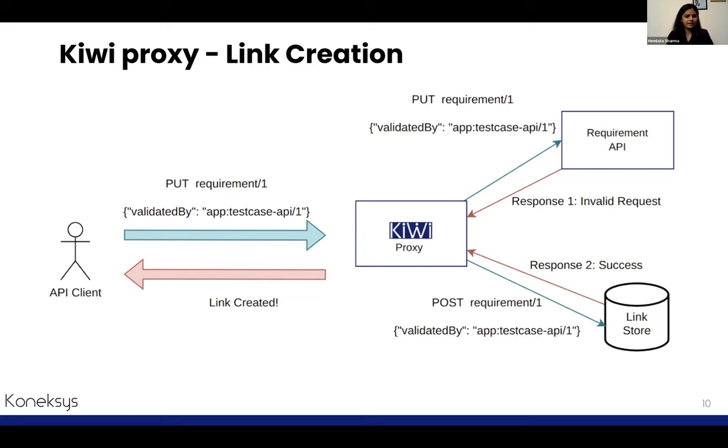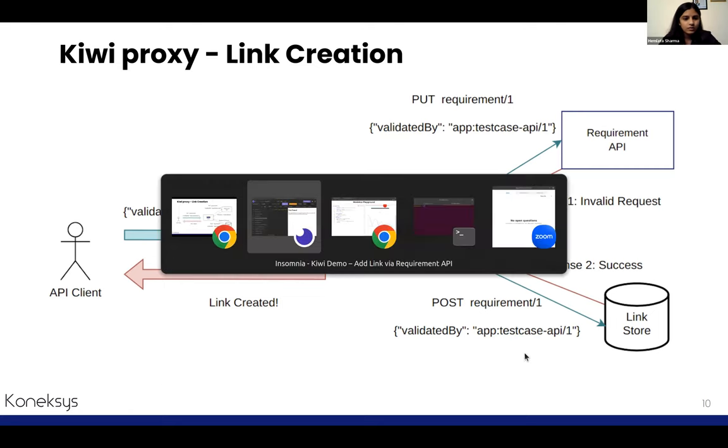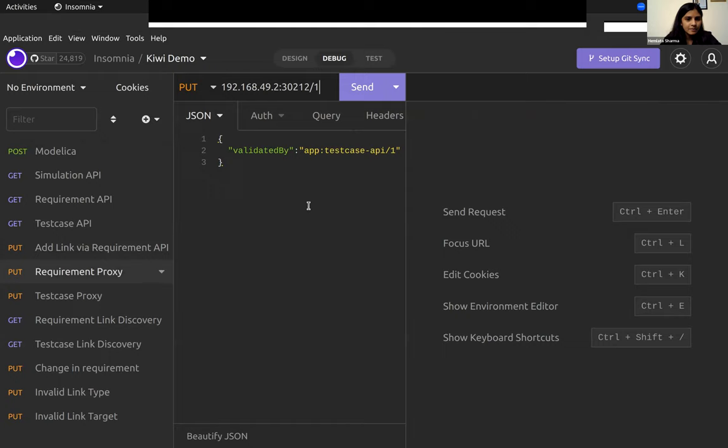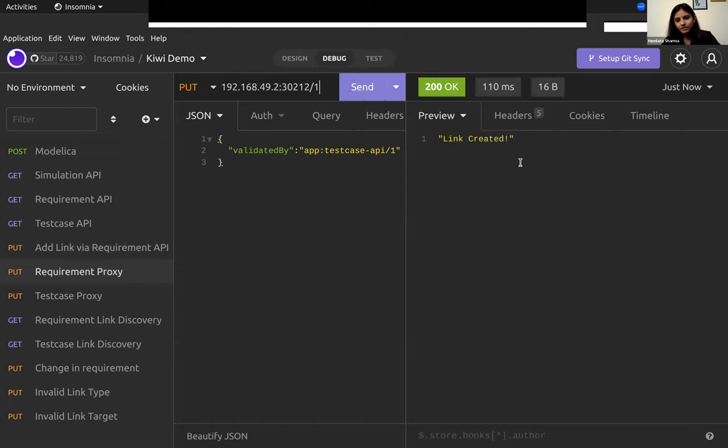Now let's look at this slide. So here is the requirement proxy, meaning the Kiwi proxy that runs parallel to the requirement API. And this is the endpoint, and we're going to be sending the same request. Let's send, and yay, we see that we get a link created response.